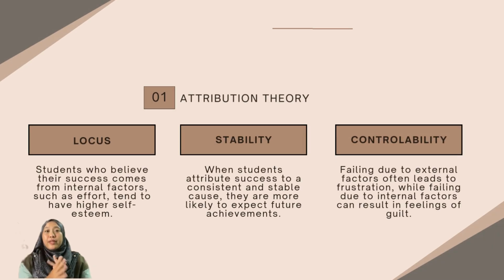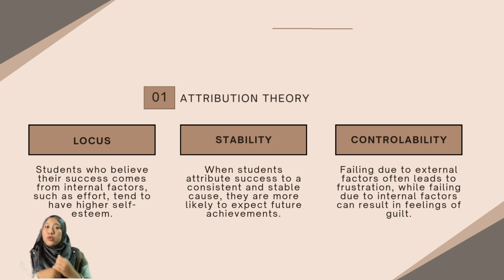First of all, let's move on to the literature review, where we will explore the relevant theory and review 5 research articles that I have selected. The first theory related to this case study is attribution theory. This theory consists of 3 key components: the first one is locus, then stability, and lastly controllability.